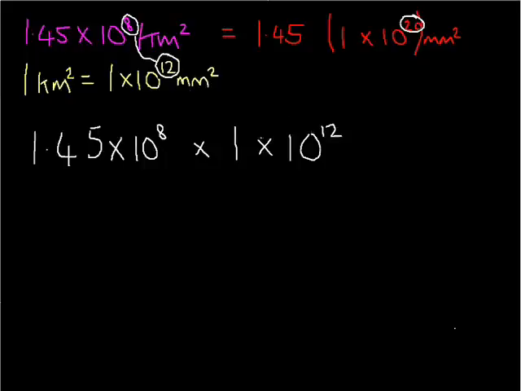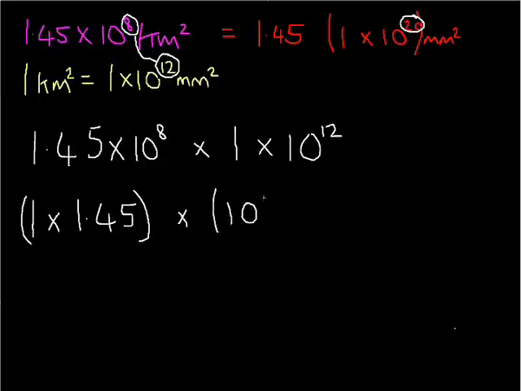Now, if you remember, like addition, multiplication is commutative. So we can rearrange this: 1 times 1.45, I'll put that in brackets, times 10 to the 8 times 10 to the 12. Just to refresh your memory, commutative just means that we can do them in any order. So 2 times 5 is exactly the same as 5 times 2.